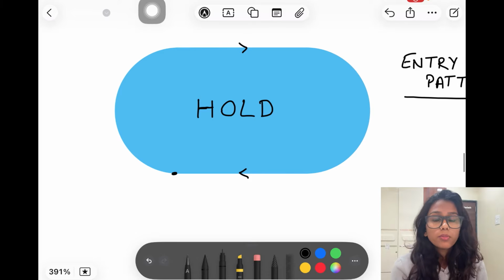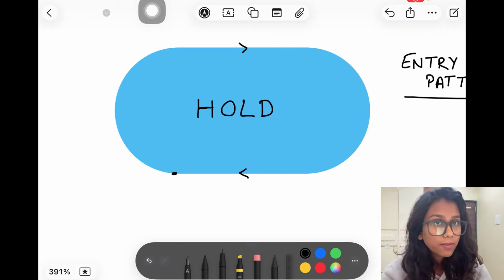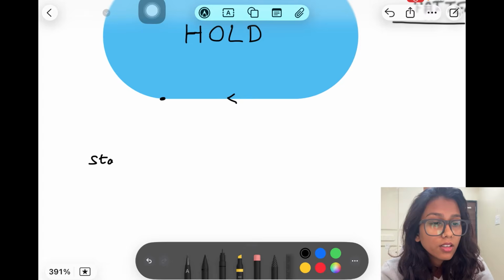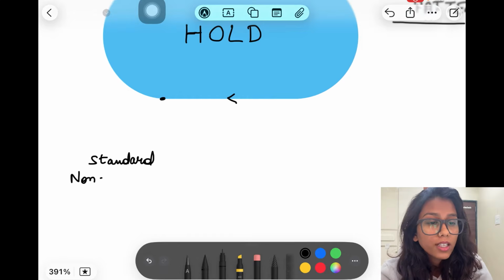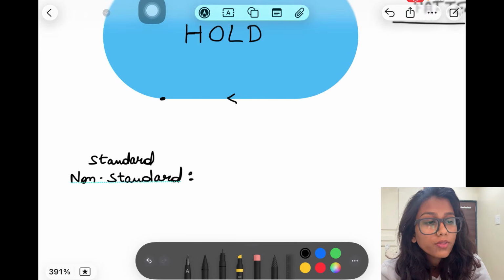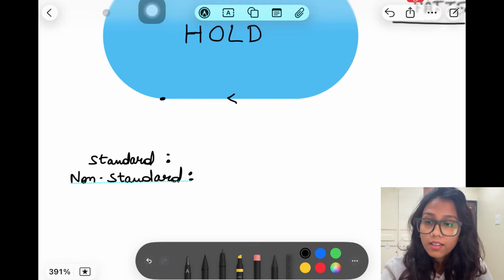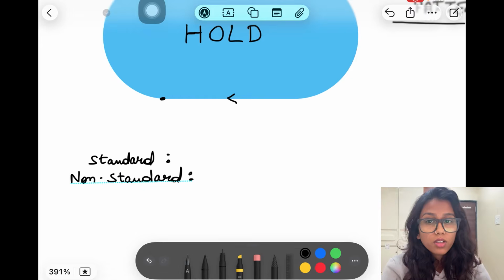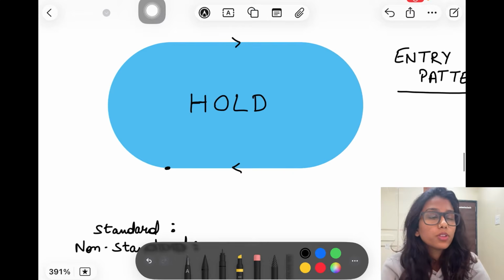And first of all, before entering to sections and entry patterns, there are two types of holds. Okay, so first is your standard hold, and one is your non-standard hold. What is the difference between both, if you may ask, is that a standard hold will always be to your right side. And by that I mean with the photo that we're looking at. So this is a standard hold.